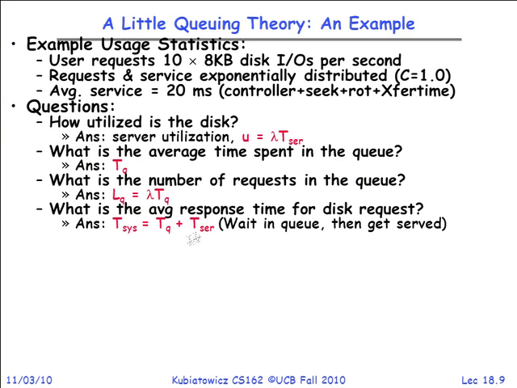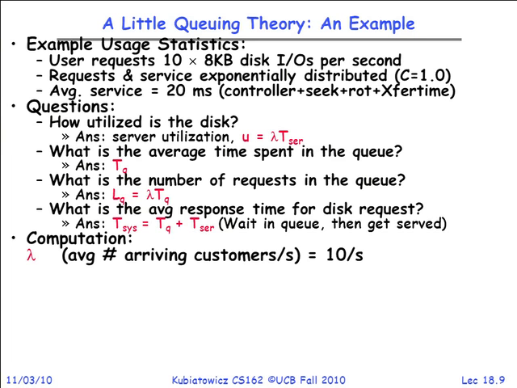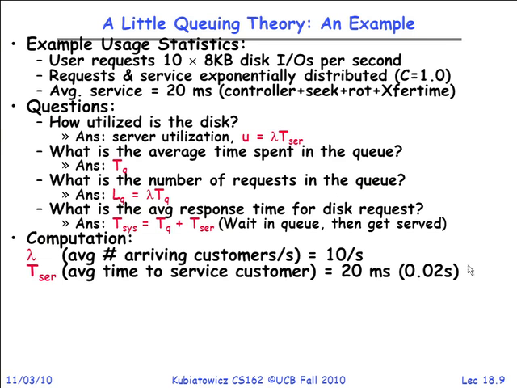Well, lambda, how many customers per second? It's 10 per second. Okay, that's easy, right? What's the service time? Well, it takes 20 milliseconds to serve something, so that's 20 milliseconds. Now, by the way, make sure your units are the same. So 20 milliseconds is really 0.02 seconds. Okay? Don't mix milliseconds and seconds, or you're going to get a bad answer.